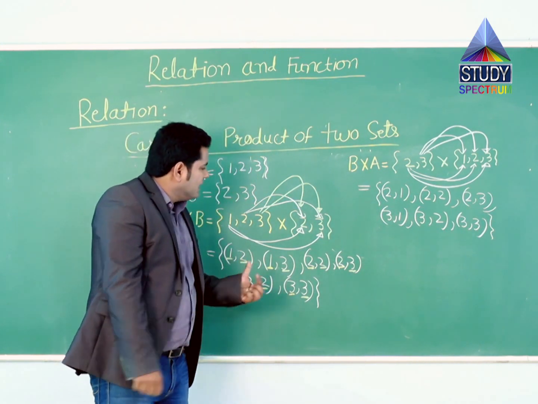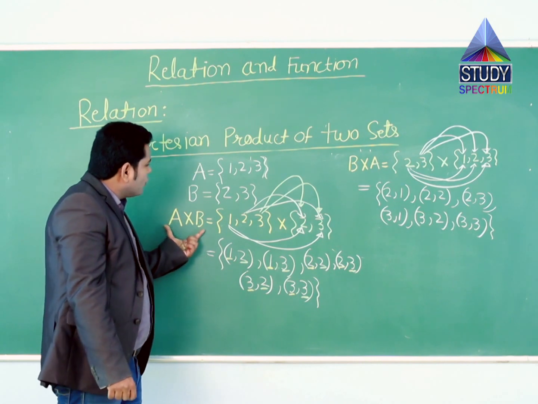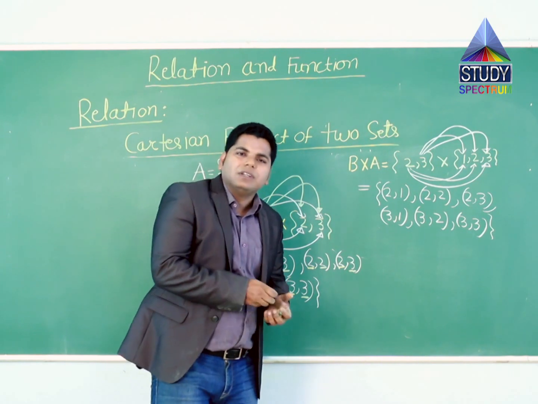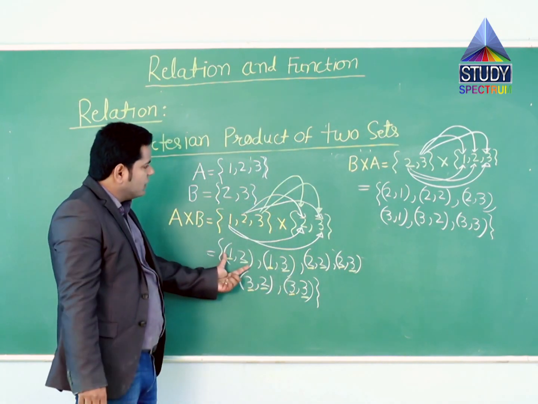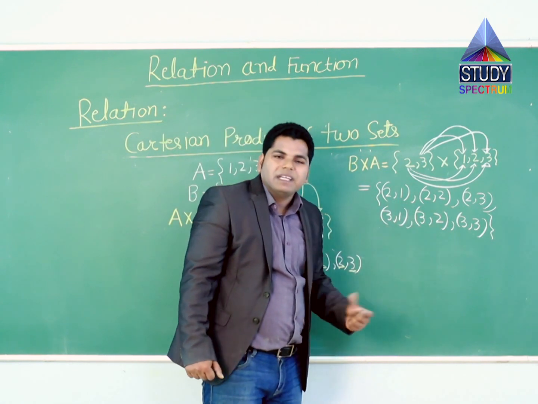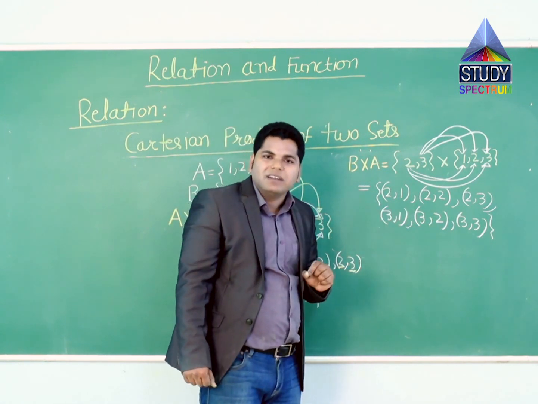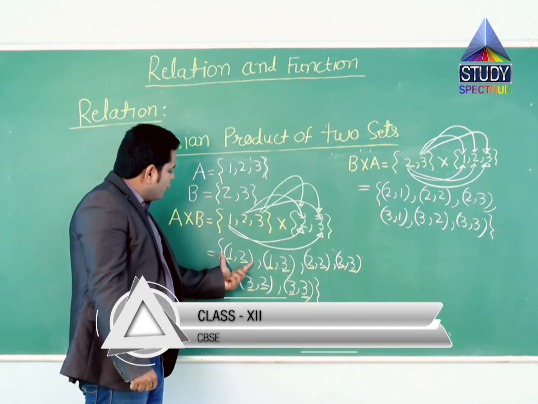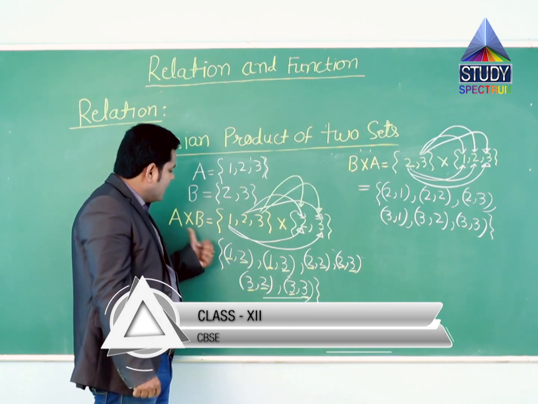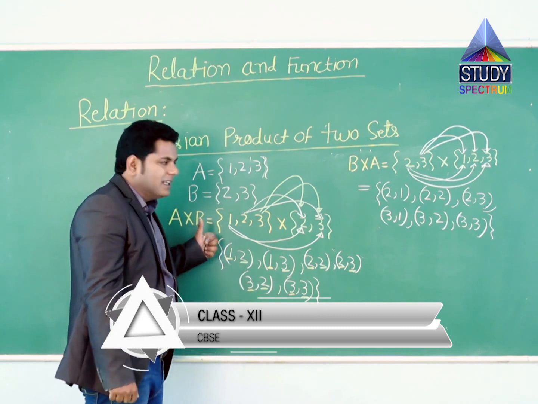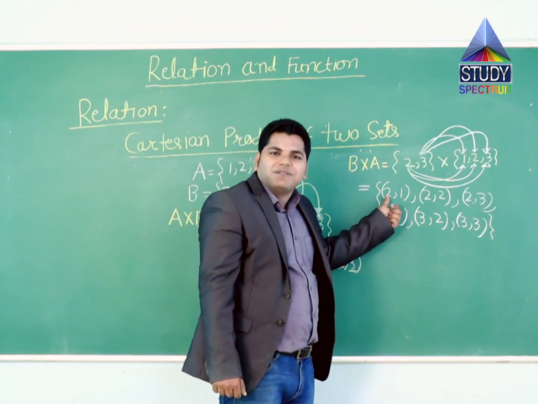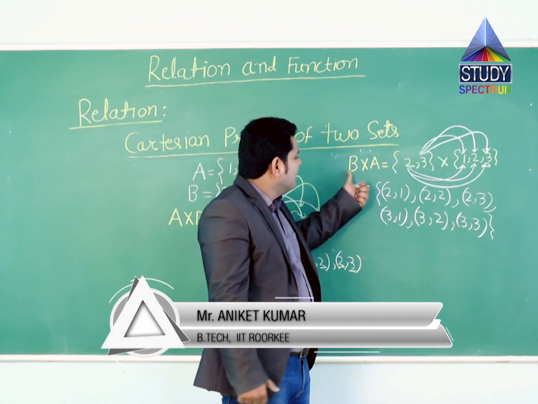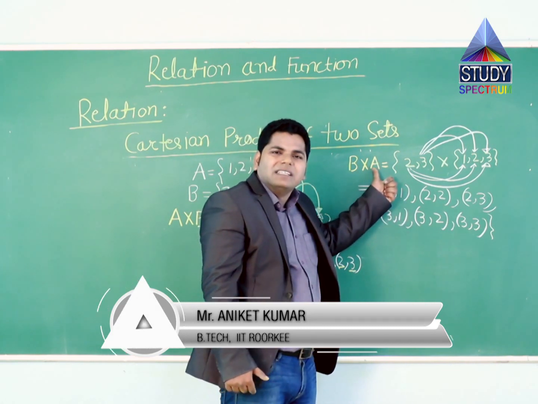Now, one thing we'll observe is, are A cross B and B cross A equal to each other? Let us observe. Here we have (1, 2). In this we don't have (1, 2). At the place of (1, 2) we have (2, 1). Why do we have (2, 1)? Because in this case we are having the first component from set A and the second component from set B. In this case, the first component is taken from set B and the second component is taken from set A.